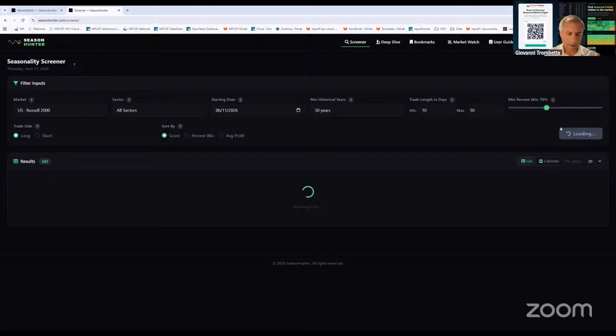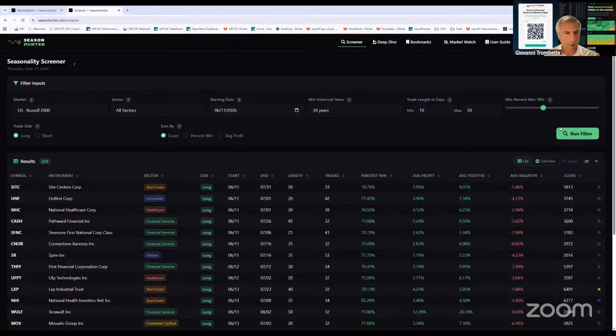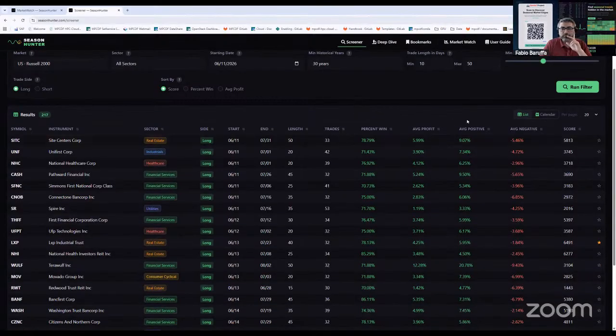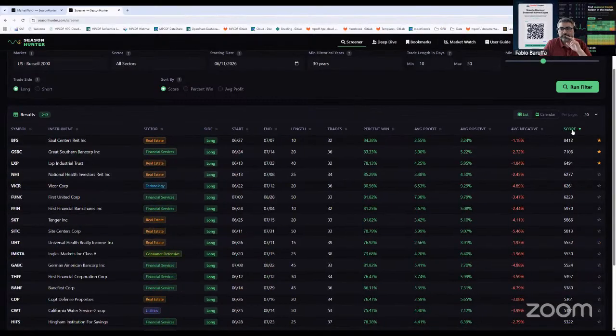I brought down a couple of tickers. You can order by score. The first one is BFS, or you can see THFF, or even the first one would be BFS. One thing I want to mention, Giovanni.